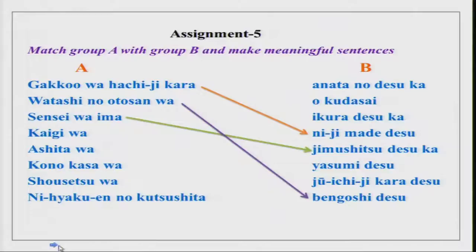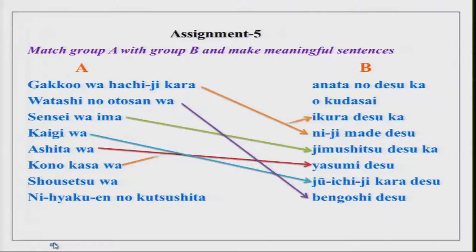The next one is kaigi wa juichiji kara desu. This I'm sure is easy. Ashita wa yasumi desu. Yasumi you have done is a holiday. Ashita is a time expression meaning tomorrow. Then, kono kasa wa ikura desu ka? And that's what we've been practicing. Ikura means how much. Kono means this and the name of the object is specified, which is kasa. So, this umbrella, how much is this umbrella?